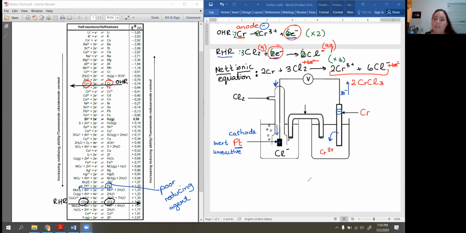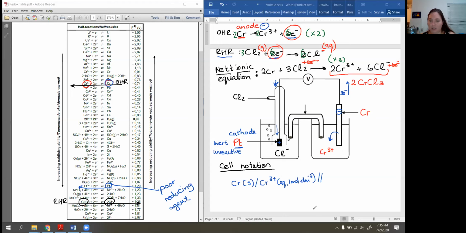Okay, so what I wanted to just quickly do with you is how we would write the cell notation. So this is the example I did just briefly on the previous page, but now we've got something that's slightly different. But I'm going to start with everything the same before I add on the different. So we start over here and we write chromium solid. Then we write / because there's a change of state from solid to aqueous. And it's chromium 3 plus aqueous, and we write in here, comma, 1 mole per decimeter cubed.